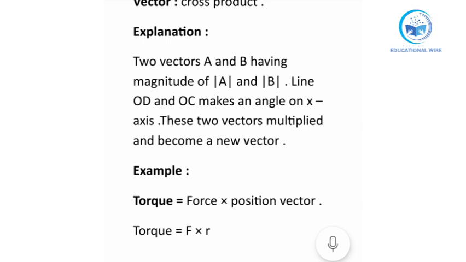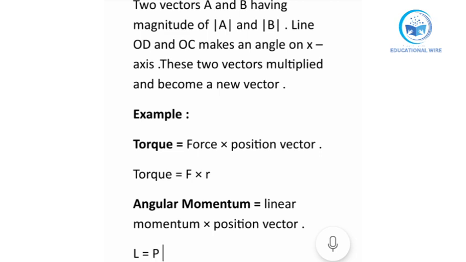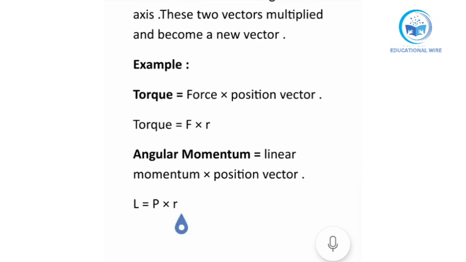Let's take another example of this, like angular momentum. Angular momentum is equal to linear momentum multiplied by position vector. We represent it with L. L is equal to linear momentum, P, where P is equal to MV, into R, the position vector. Now two vectors are cross multiplied and become a new vector, which is called cross product or vector product.